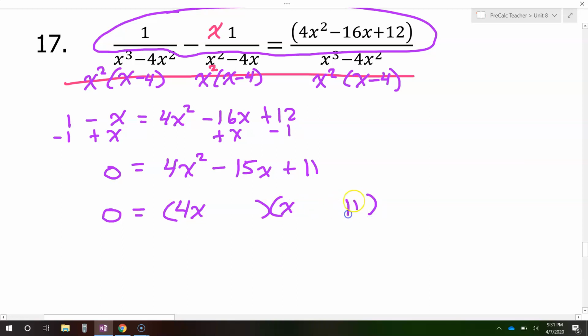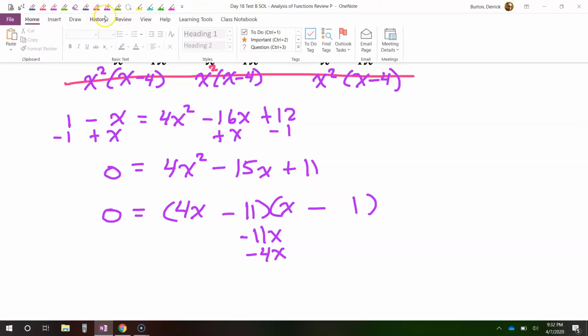I might as well not put the 11 here because that's going to make 44. So you know that's not going to be it. So let's do 11 times 1. Now, inner plus outer must equal middle. Inner, I have 11x. Outer, I have 4x. I'm trying to get a middle of negative 15. I can get that if both of these are negative. That makes negative 15. Also, that works out because negative 11 times negative 1 is positive 11. So, booyah!